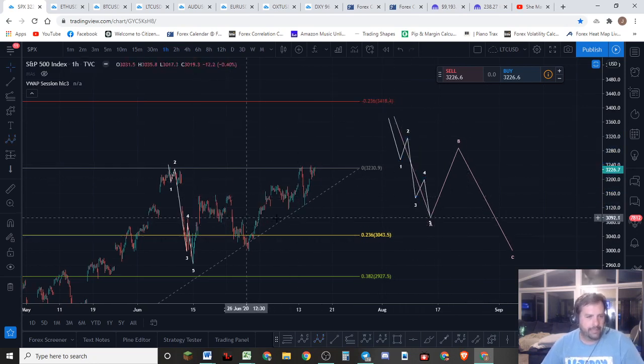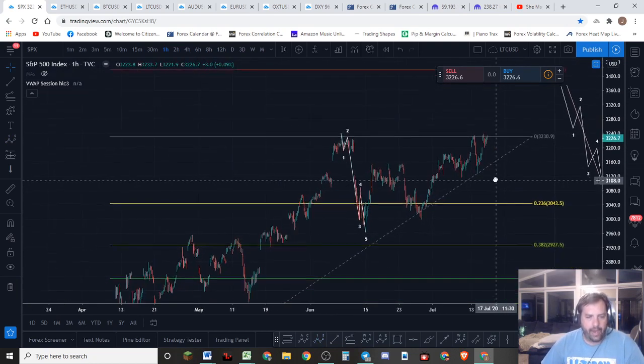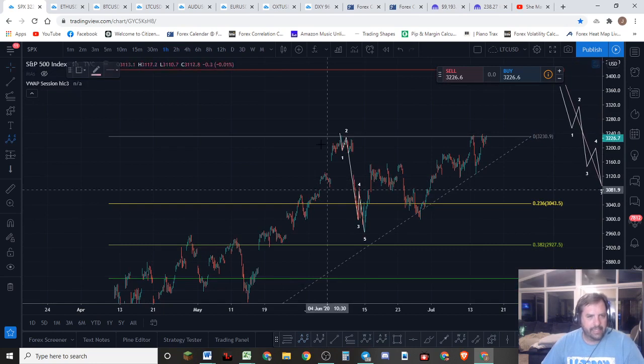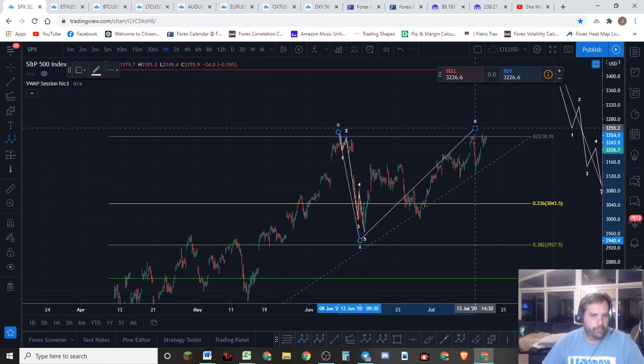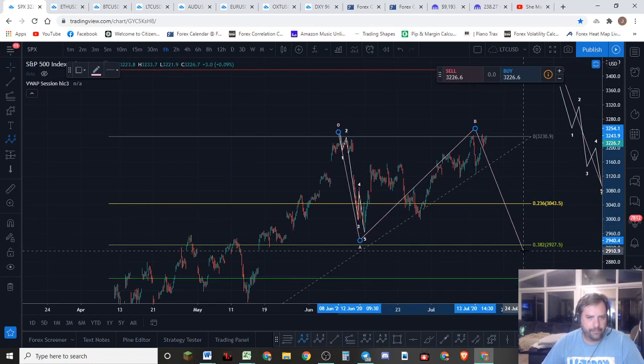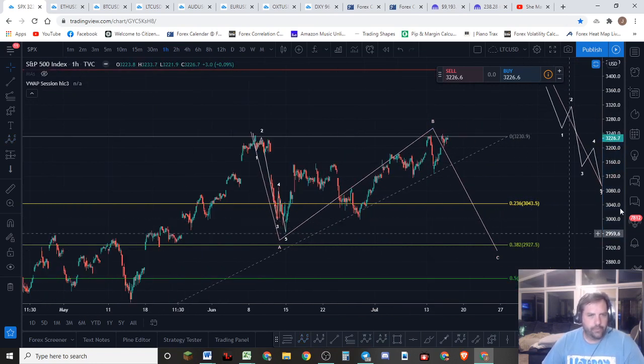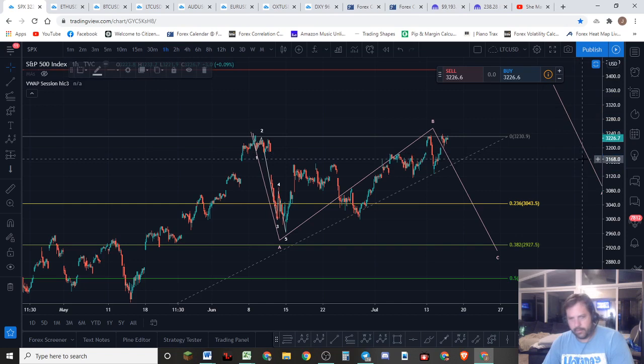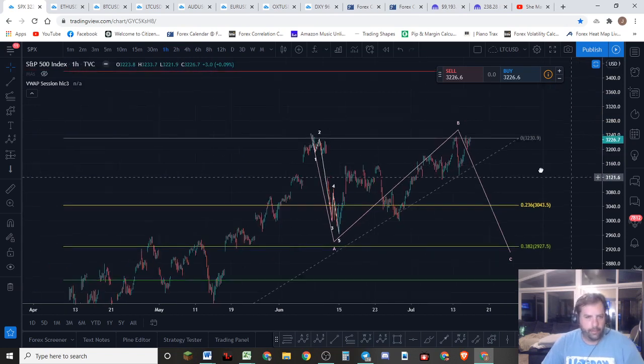So what I'm positing with you is that this is actually just an A wave. Okay, so I would like to see that's A. So I need to see B as a 3-wave move, and then I need to see a 5-wave C. Okay, so get rid of that. There we go.